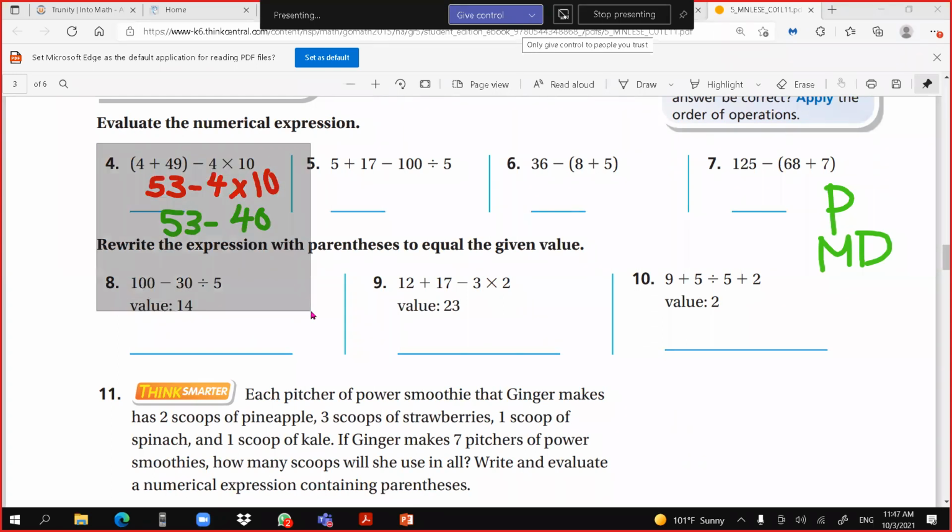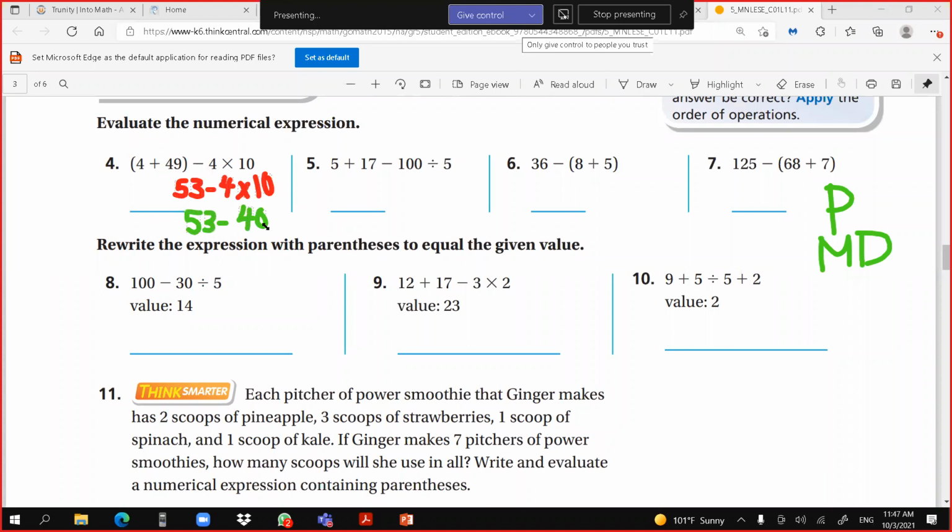Which is? Equals 13. 3 minus 0, 3. 5 minus 4 is 13. So the answer is 13.